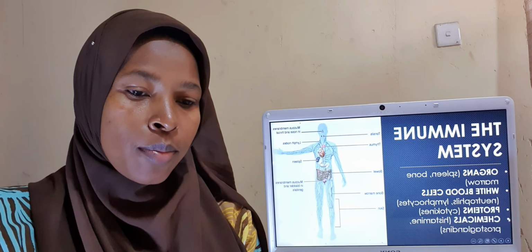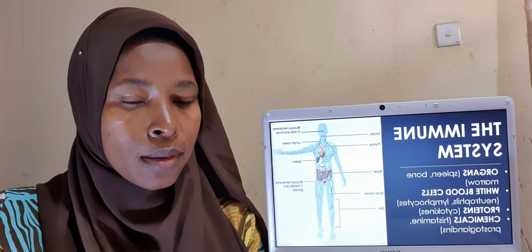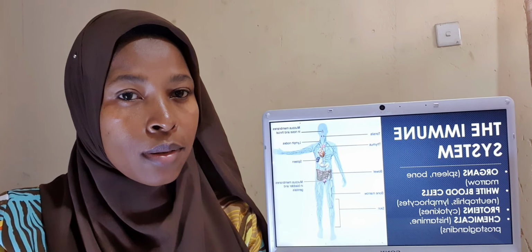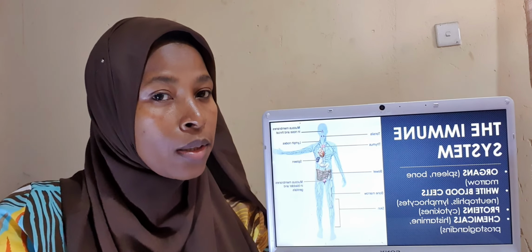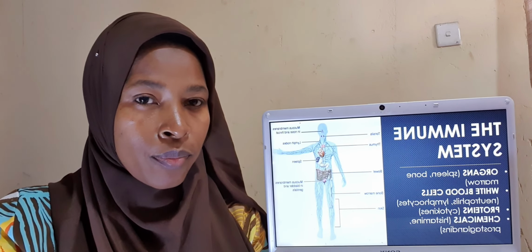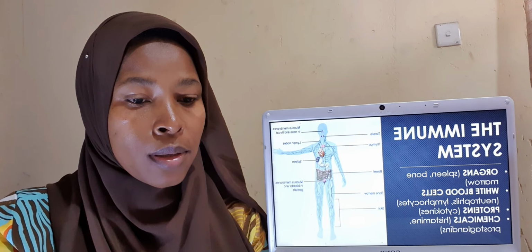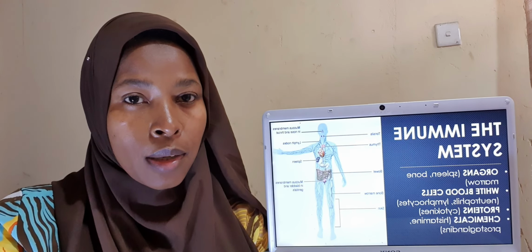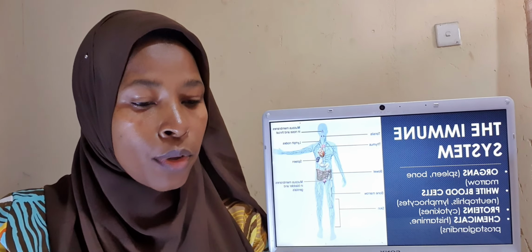So the immune system is a complex network of organs, white blood cells, proteins, and chemicals that all work together to defend the body against foreign invaders. So organs of the immune system can be seen on this diagram, for example, the spleen, the bone marrow, the skin, whereas white blood cells can be lymphocytes, monocytes, or neutrophils. Proteins can be cytokines, while chemicals can be histamine or prostaglandins. So all these work together to defend the body against foreign invaders.